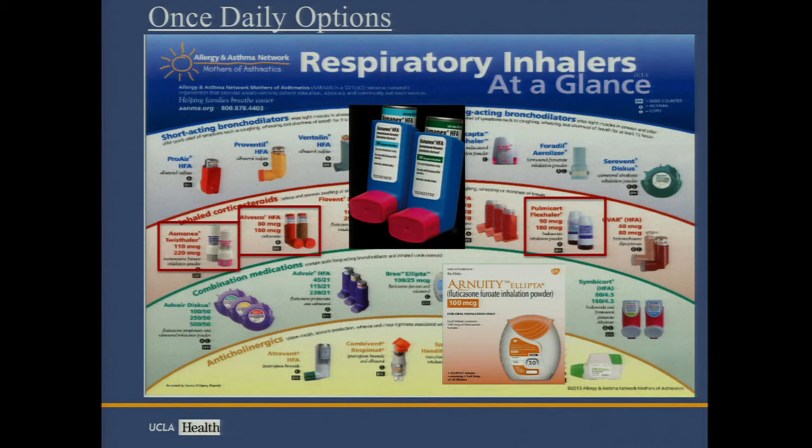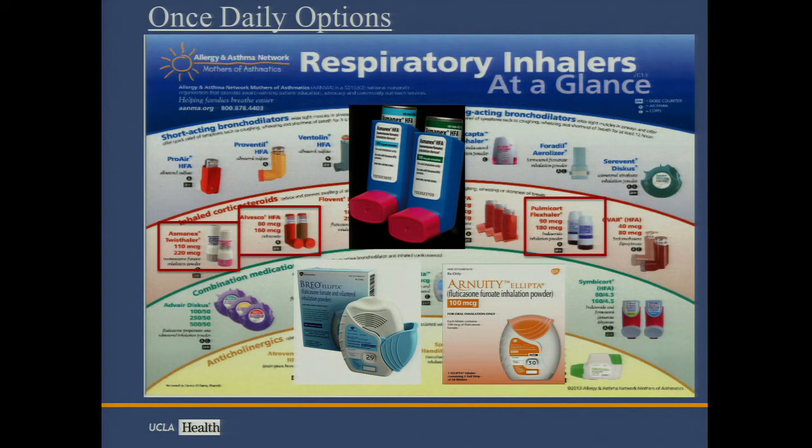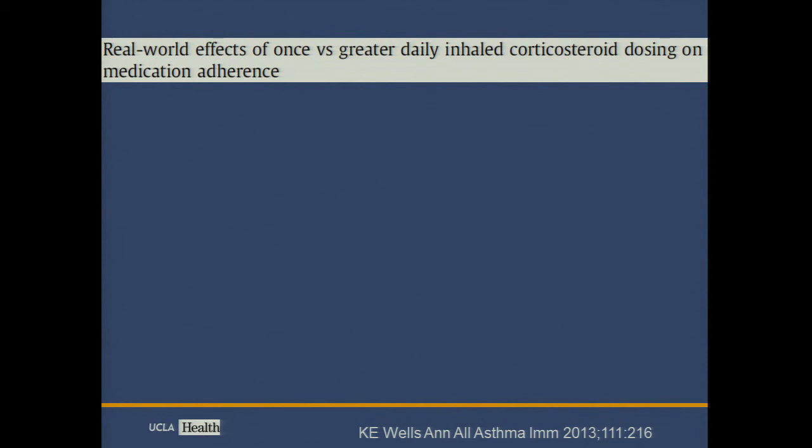Newer is a new formulation of fluticasone. Traditionally, we've had fluticasone propionate. We now have fluticasone furoate, which is a once-a-day version of Flovent, basically. Comes in two strengths, 100 and 200. It only comes in 30 doses, so you're limited to one puff per day for that. And then we have a once-a-day combination of inhaled steroid and long-acting beta agonist. So, as I said, there are more and more once-a-day options that are becoming available for you to prescribe to your patients. Now let's look at some data to show why that may be beneficial.